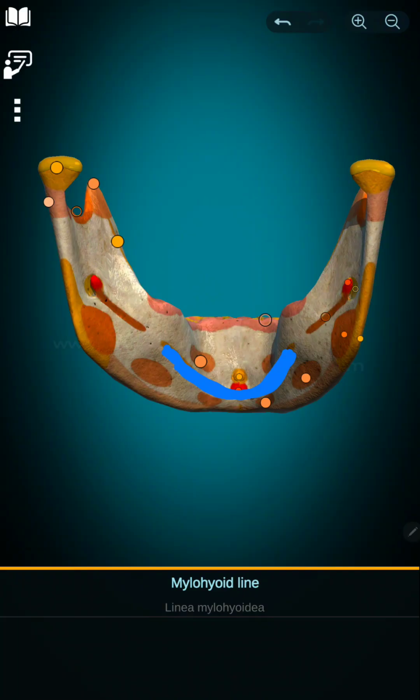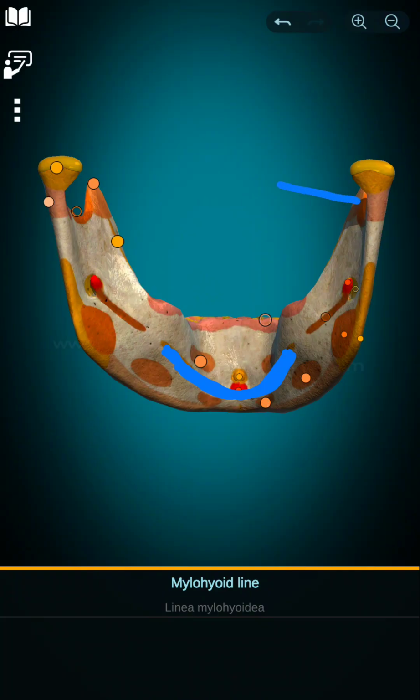From below the third molar, here there is the presence of the third molar, to the median area below the genial tubercle. Below the genial tubercle, there is the mylohyoid groove, a groove that extends into the body below the posterior end of the mylohyoid line.